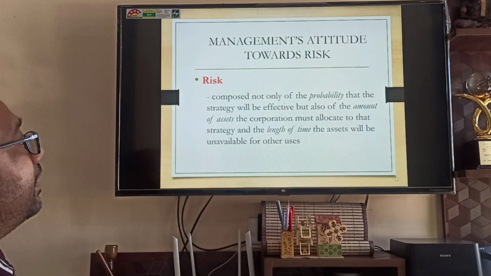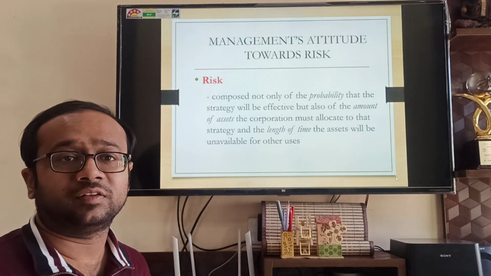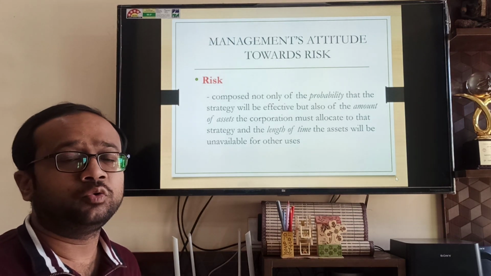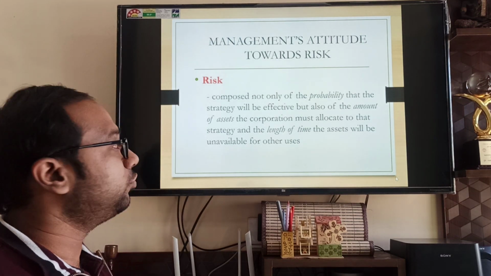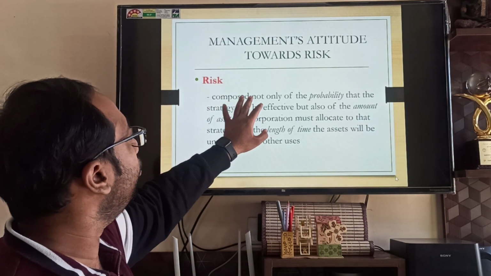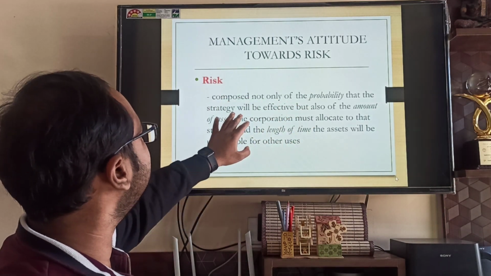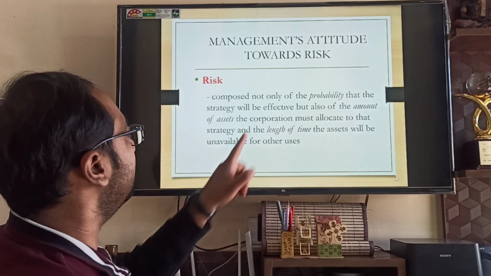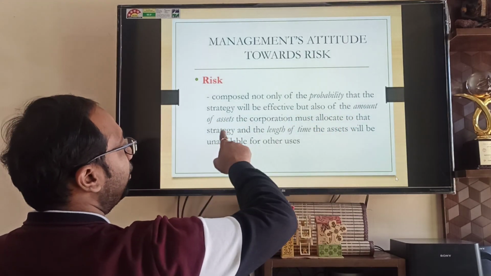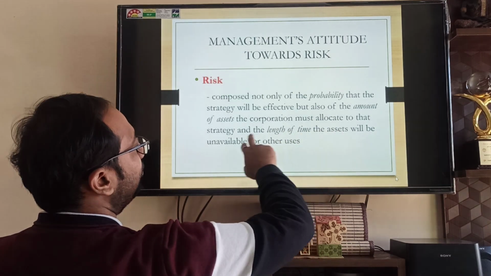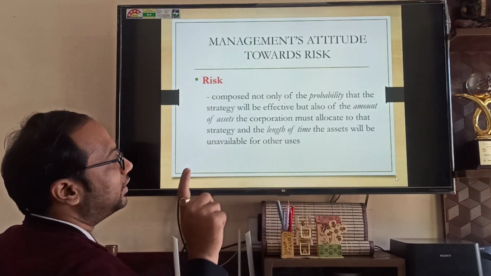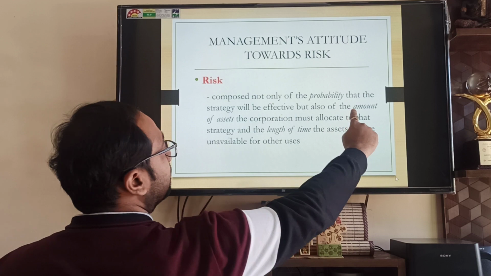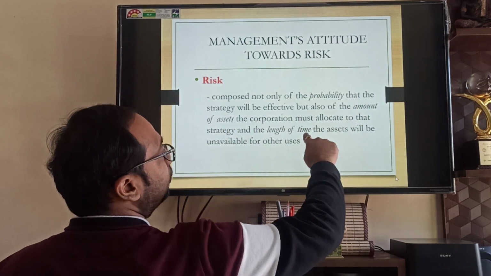Next, let us discuss management's attitude towards risk. What kind of attitude does management have towards risk? First of all, what is risk? Risk is composed not only of the probability that a strategy will be effective, but also of the amount of assets the corporation must allocate to the strategy and the length of time the assets will be unavailable for other use. So see these words: amount of assets, length of time.